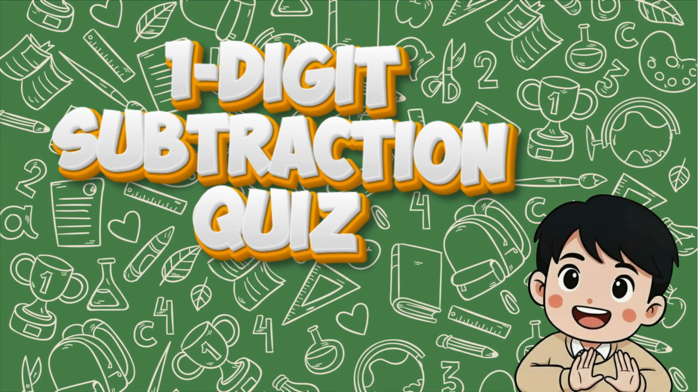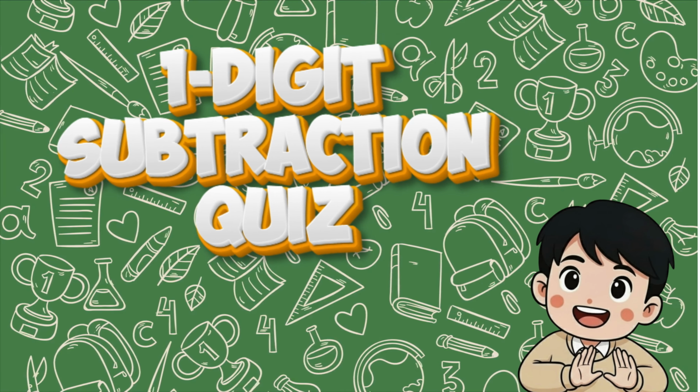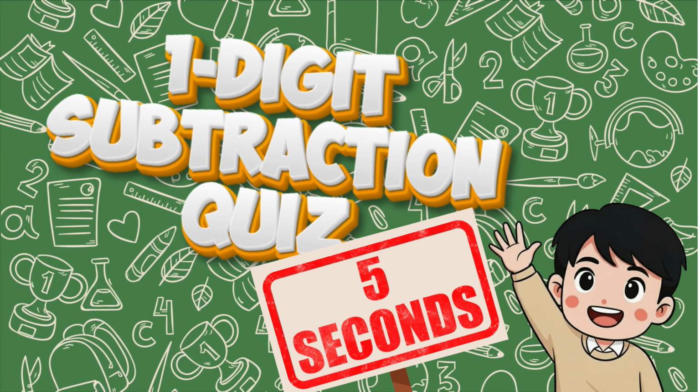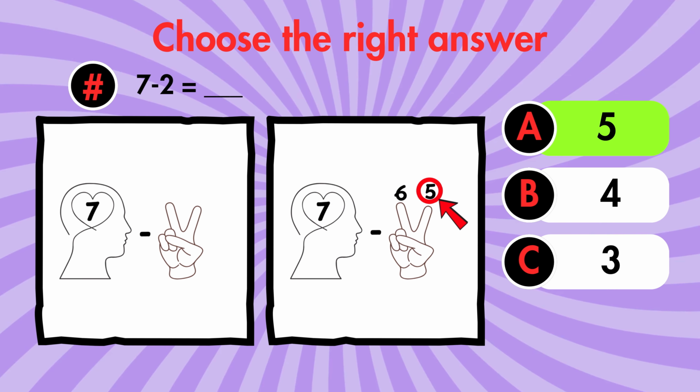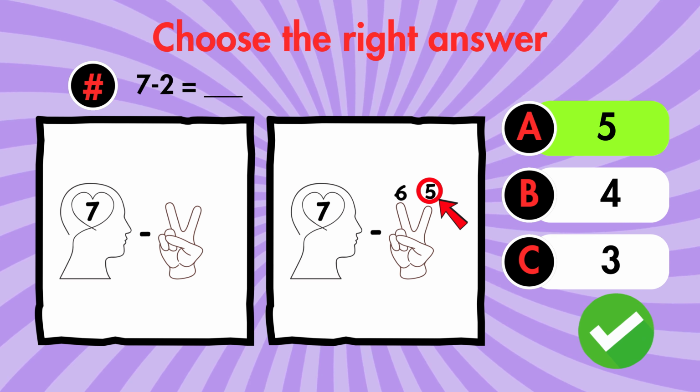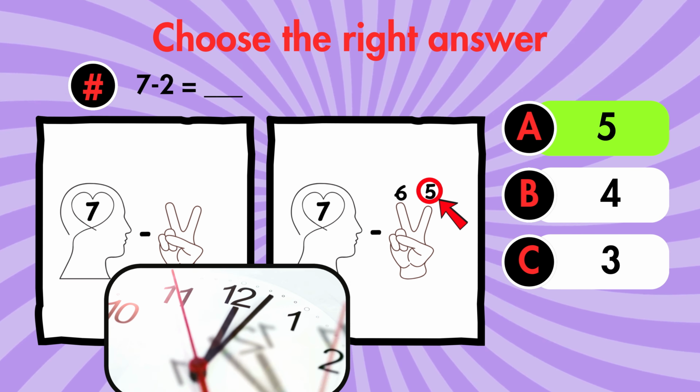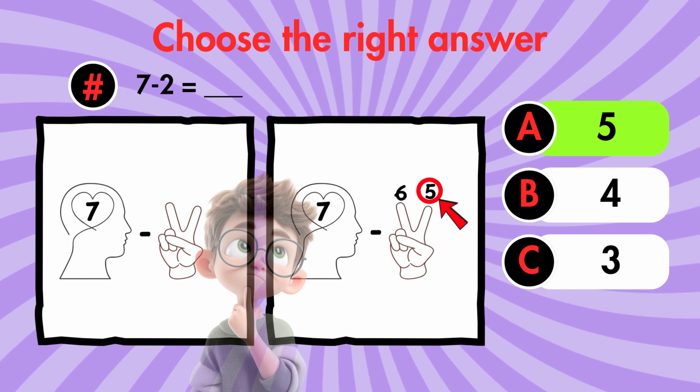You'll see each question on the screen and you'll have 5 seconds to guess the answer. Each correct answer gives you 1 point, so try to get them all right. If you need more time, you can pause the video while thinking.